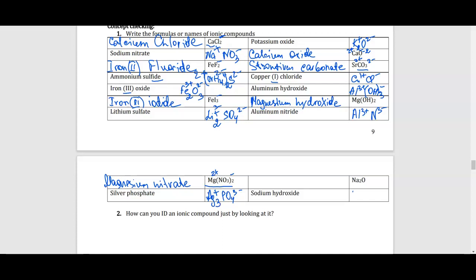Sodium hydroxide, so sodium charge 1, hydroxide, OH, is a polyatomic anion, its charge is 1 negative. Charges are equal to each other, nothing more needed. And Na2O, we can see here O in the last position, that means it's the oxide anion. It's charged 2 negative, and for sodium it's always 1. And it will be sodium oxide.